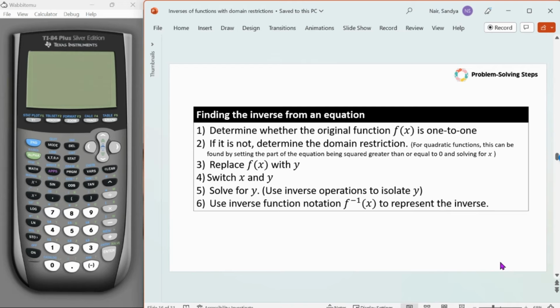So let's put this all together and work on finding the inverse from an equation now that we know about domain restrictions. Before we start finding the inverse algebraically, we need to first determine whether the original function is one-to-one. If it is not one-to-one, we need to do a domain restriction to make sure that when we find the inverse, we're finding a function. For quadratic functions, we're going to do this by setting the part of the equation that's being squared greater than or equal to 0 and then solving for x. Then we're going to go through our algebraic steps, right? Replace f of x with y, switch x and y, and then solve for y using our inverse operations. So now we'll have an inverse that's a function, so we can use inverse function notation to represent it.